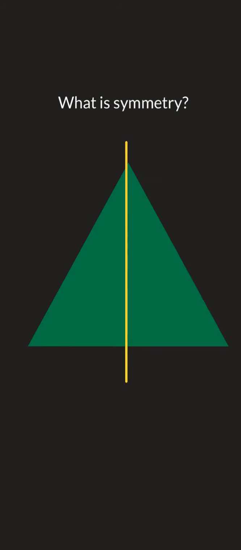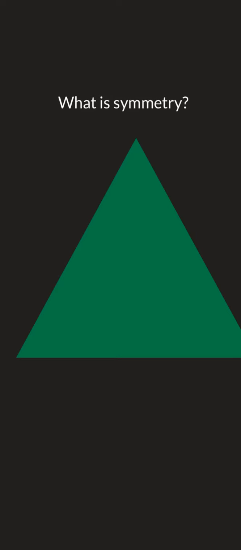What is symmetry? Symmetry is where something is exactly the same on both sides. So we talk about shapes having lines of symmetry. That means if you draw a line somewhere on a shape, then both sides will be exactly the same. Here on this triangle, I've drawn a line of symmetry. That means that this half of the shape is exactly the same as this half of the shape. It's the same size and it matches exactly.